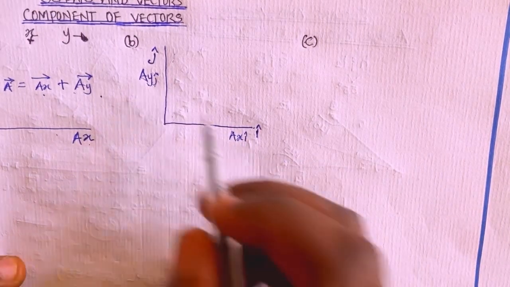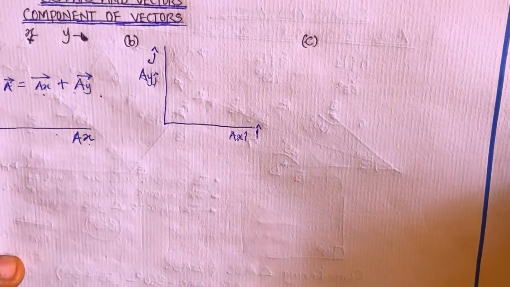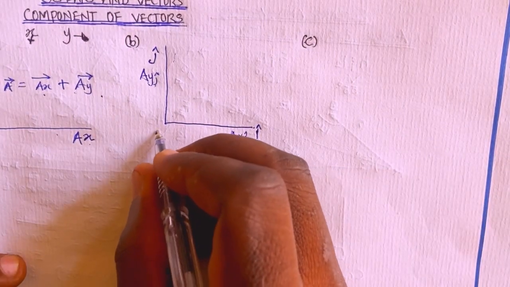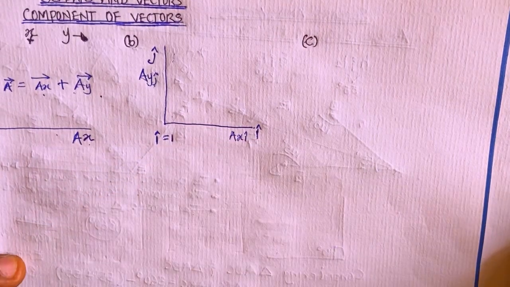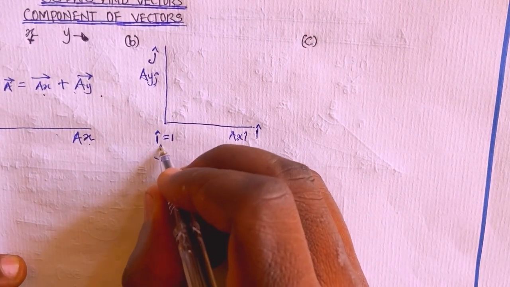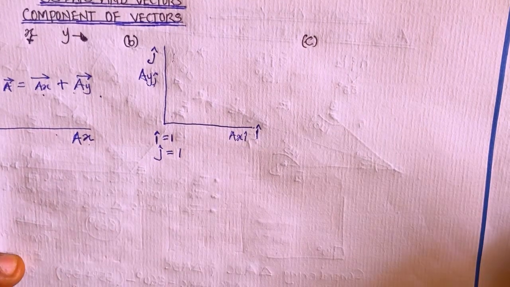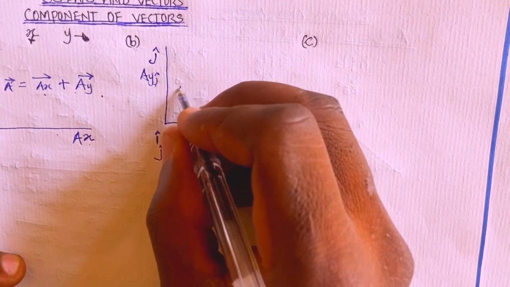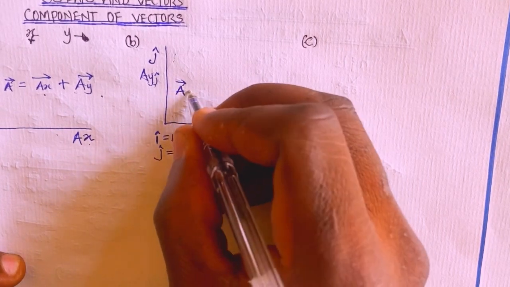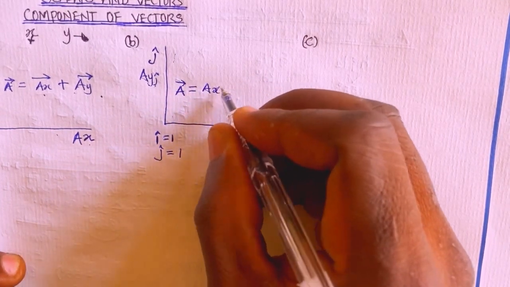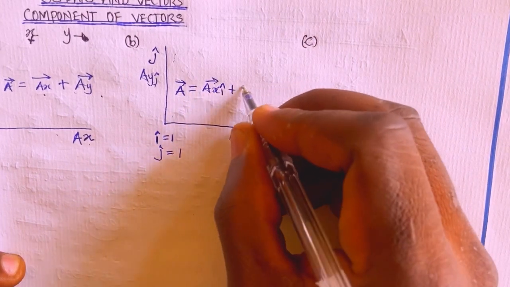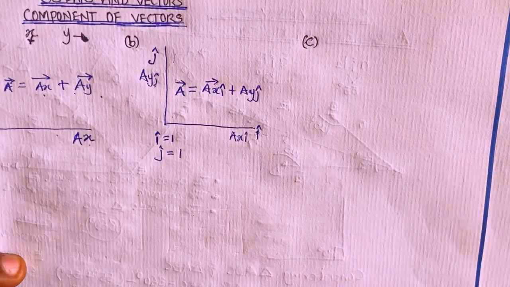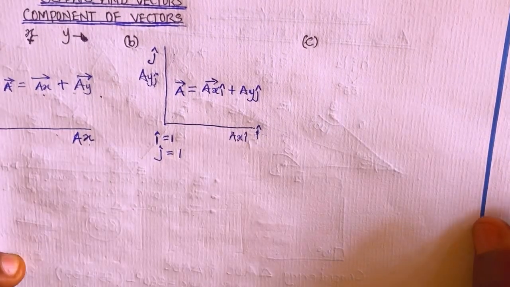So here I'm considering the unit vector. And what is unit vector? Unit vector is just a vector that has its magnitude equal to 1. So both i and j in this case are equal to 1. So here I'm going to have the resolution of the components to be vector A, which is equal to AXi, right, plus AYj. So that's the case for the second diagram.